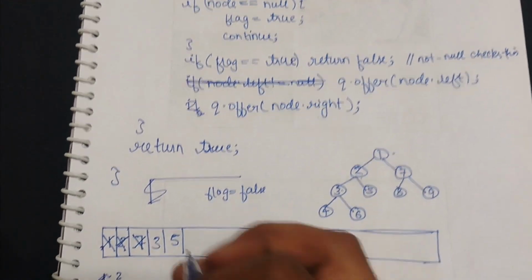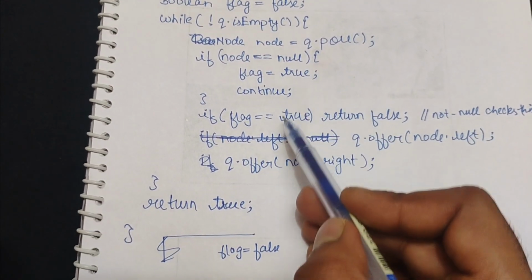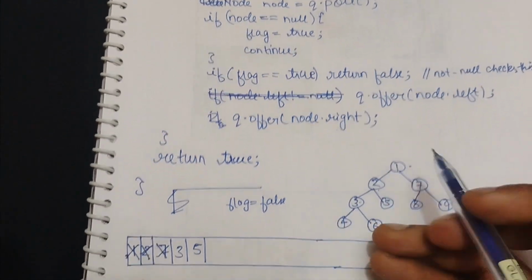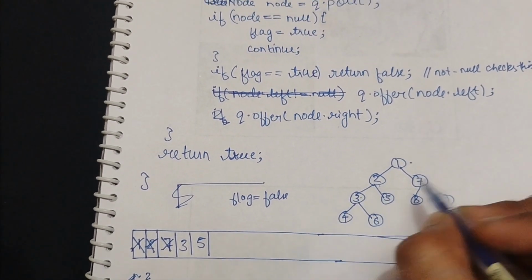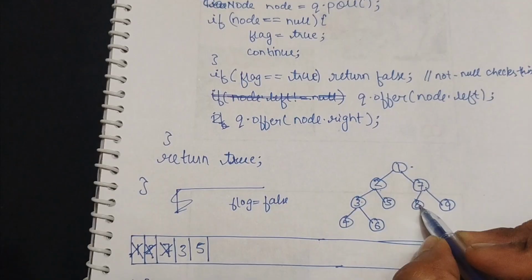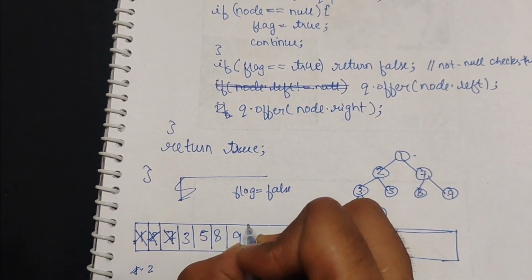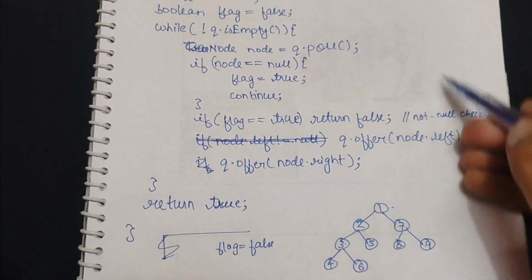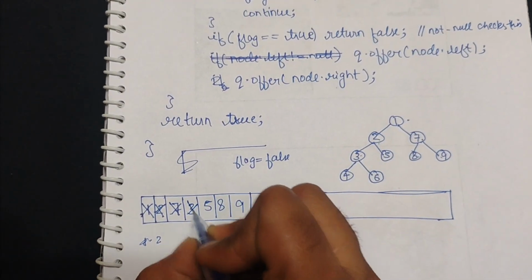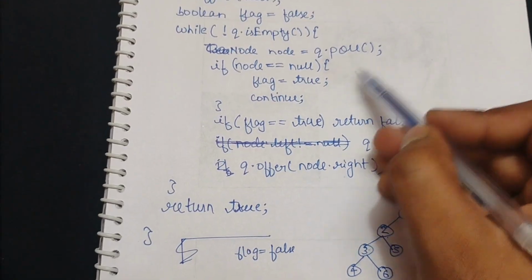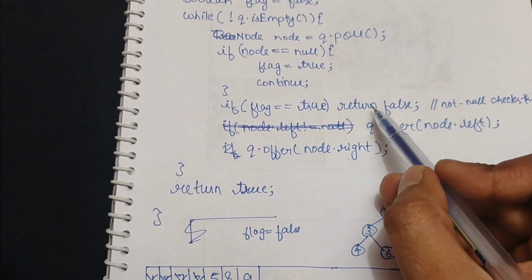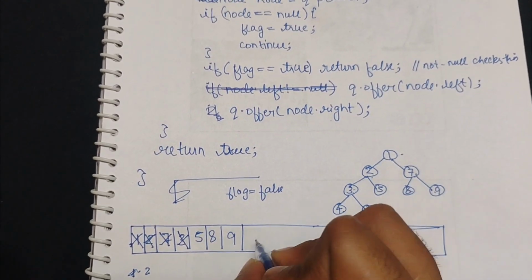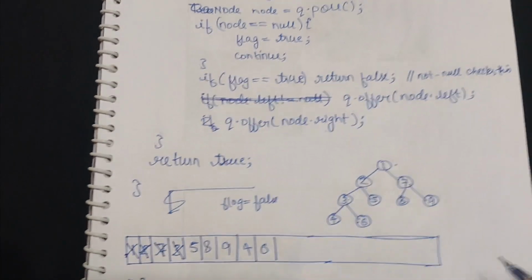Popping out 7. 7 is not null. Flag true? No, flag is still false. Add left and add right. We popped out 7, so adding left 8 and 9 in the queue. Now the code again comes over here. Pop out the first element. Popping out 3. 3 is not null, so it will not satisfy this condition. Flag is still false. Add left and right. 3 has 4 and 6 as left and right. Adding left, adding right in the queue.